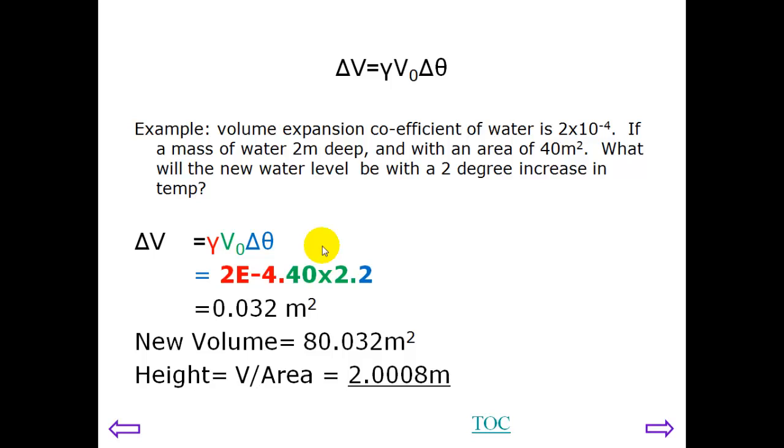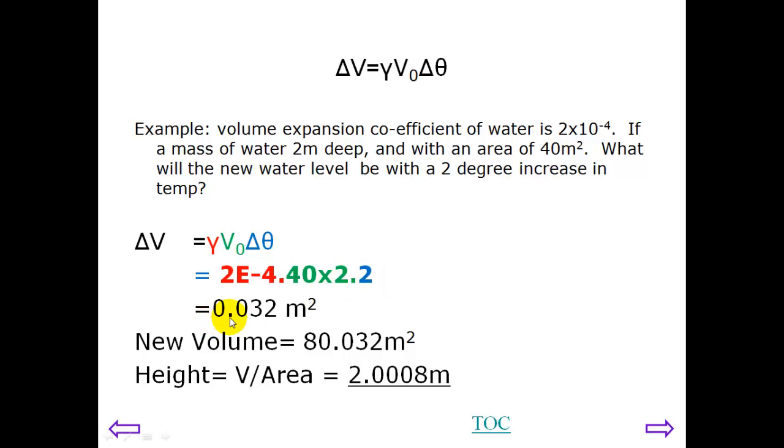If the volume expansion coefficient is 2 times 10 to the negative 4, if the mass of water is 2 meters deep and there's an area of 40 meters squared, what is the new water level with a 2-degree increase in temperature? Well, delta V is equal to gamma V naught delta theta. Gamma is 2 times 10 to the minus 4. V naught is the volume, which is 40 meters squared, times by 2 meters, times by 2 because it's a temperature change of 2 degrees.